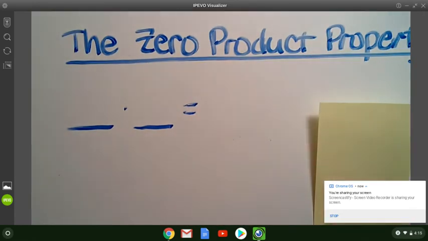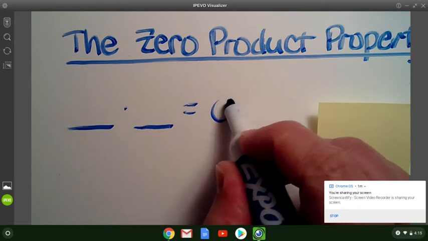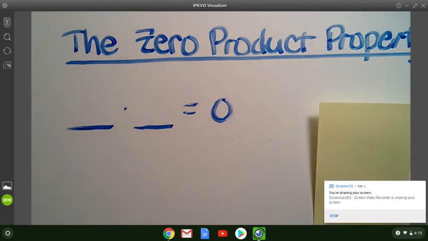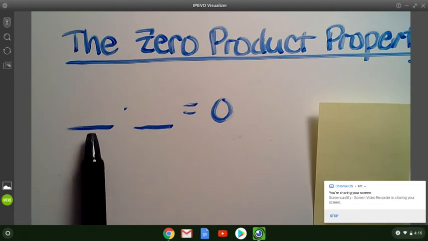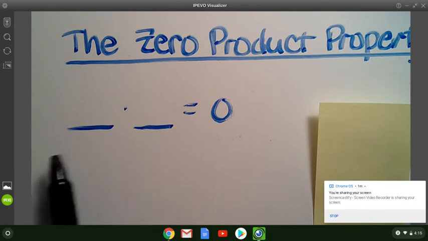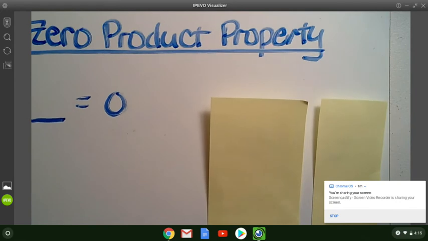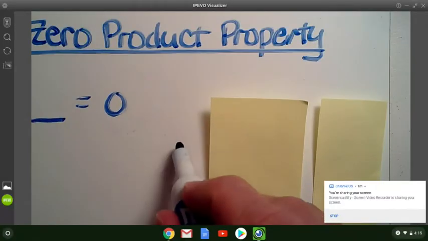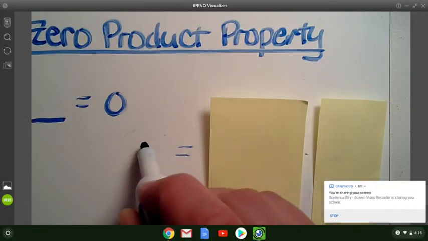But if these two numbers multiply to get 0, we know something very important. We know either this number is going to be 0 or this number is going to be 0. Doesn't matter which one. One of them has to be 0. That's the only possible way two numbers can multiply to get 0. So I have two numbers here under these sticky notes. If we guess, trying to guess what numbers are underneath here, if they multiply to get 32, I don't know. We don't know. But I'm going to tell you these two multiplied together are going to equal 0.